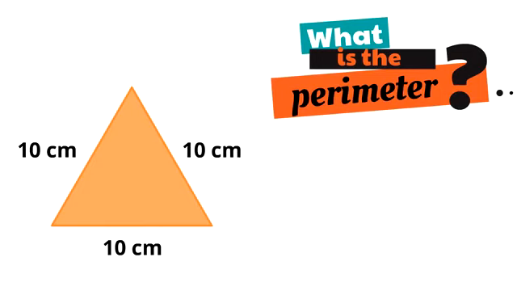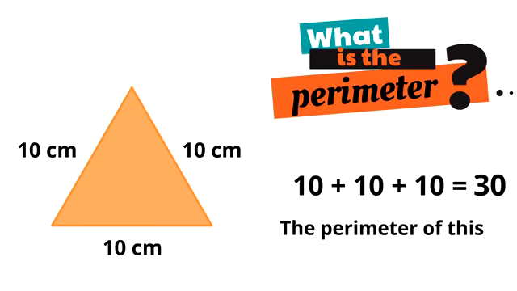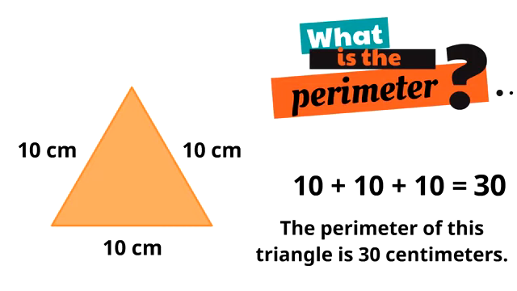Now remember, to find the perimeter of a shape, we need to know the distance around the whole shape. So we just add the sides together. What's 10 plus 10 plus 10? That's 3 tens. What does that equal? Yeah, 30. Awesome. The perimeter of this triangle is 30 centimeters. Remember, CM is an abbreviation for centimeters. 30 centimeters is the perimeter of this triangle.